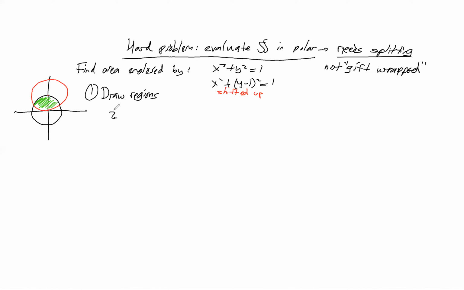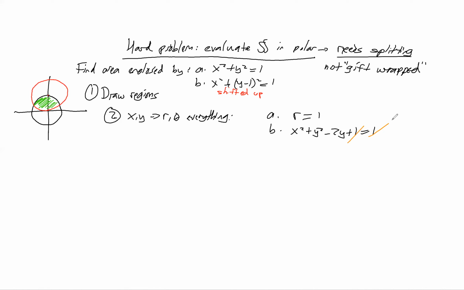So the second step is we need to polarize everything, right? This is all xy stuff. So xy to r theta, everything. So first of all, if we call this A, we call this B. A is just r squared equals 1. So really that's just r equals 1. B is a little harder. Let's just write it out. It's x squared plus y squared minus 2y plus 1 equals 1. We can cancel the 1's, and we can simplify this to r squared equals 2y.